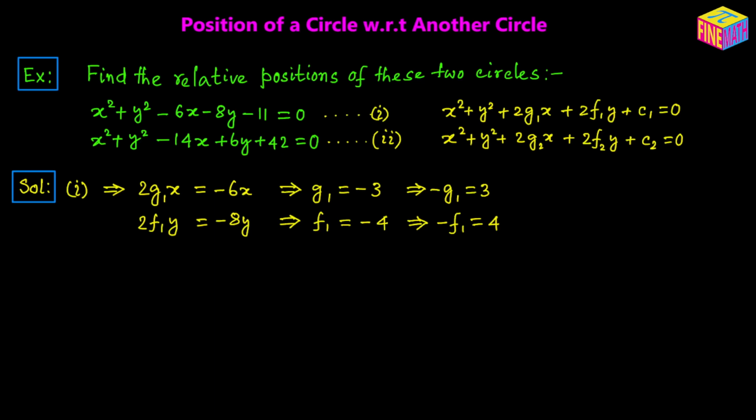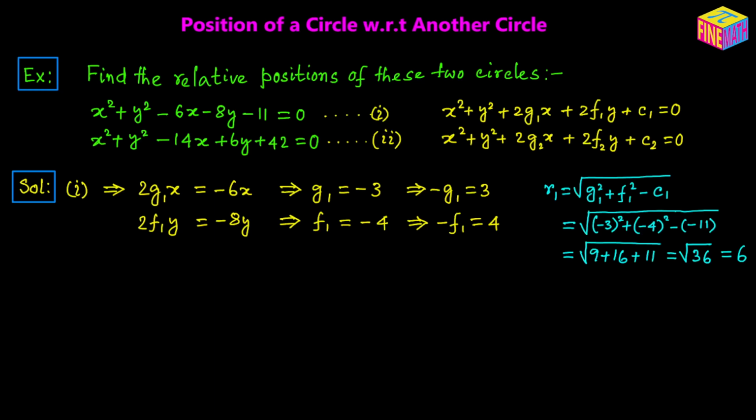What about the radius of the first circle? Well, we know the formula for radius, square root of g squared plus f squared minus c. So for the first circle, let's call the radius r sub 1, and that will be equal to square root of g sub 1 squared plus f sub 1 squared minus c sub 1. Now let's plug in the values of g sub 1, f sub 1 and c sub 1. So the radius of the first circle turns out to be 6 unit.